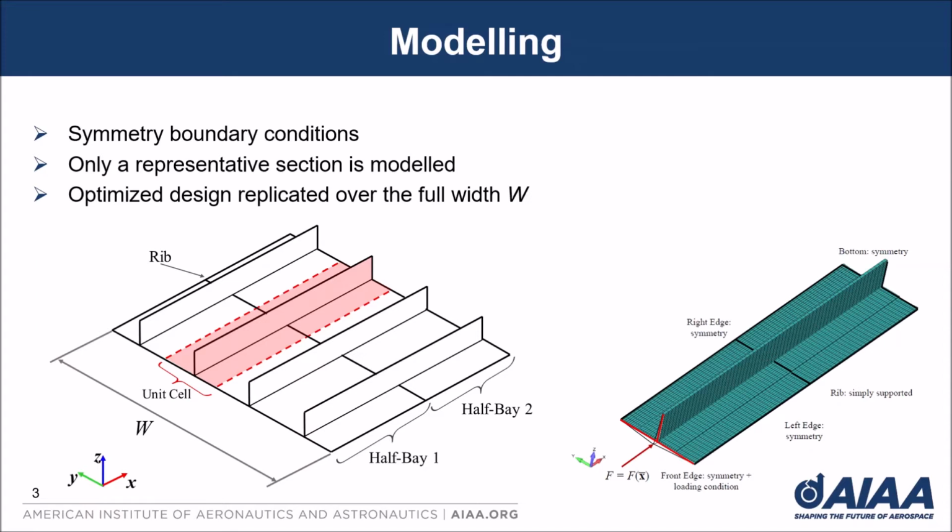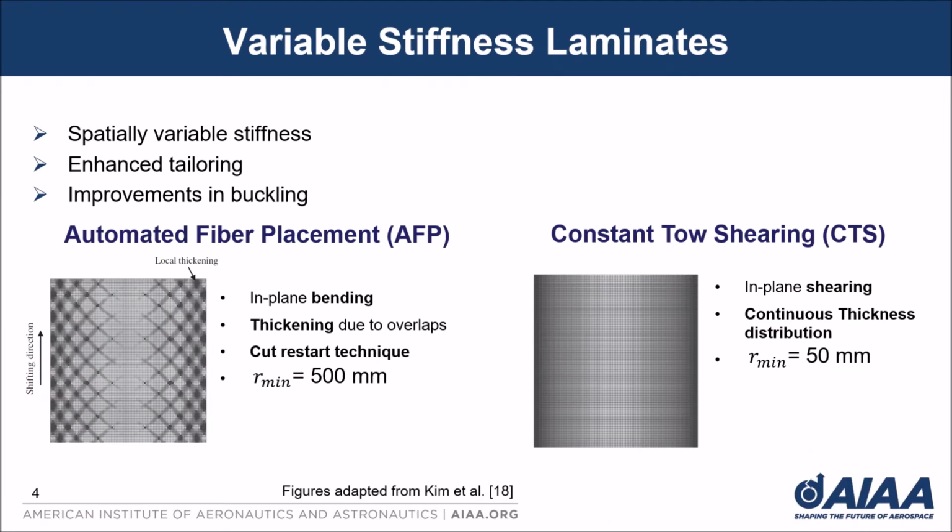Constant quad elements are used in the entire model, and compression is applied by a nodal force which is distributed to the nodes at the front edge by means of a rigid element. Physically, this formulation implies a modular design, where the unit cell configuration is repeated over the width of the full panel. So why do we use variable stiffness laminates in the design?